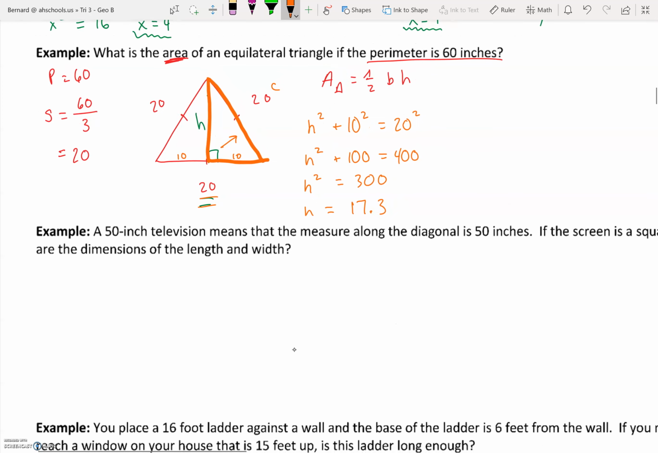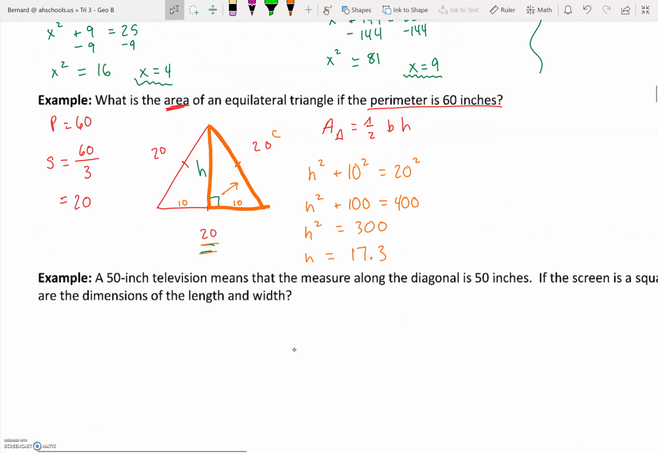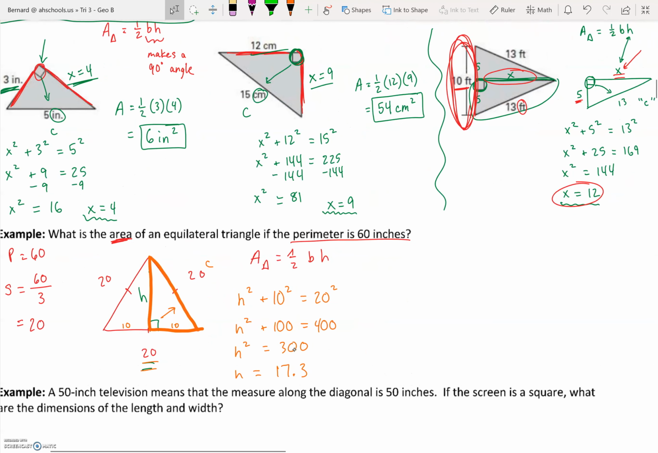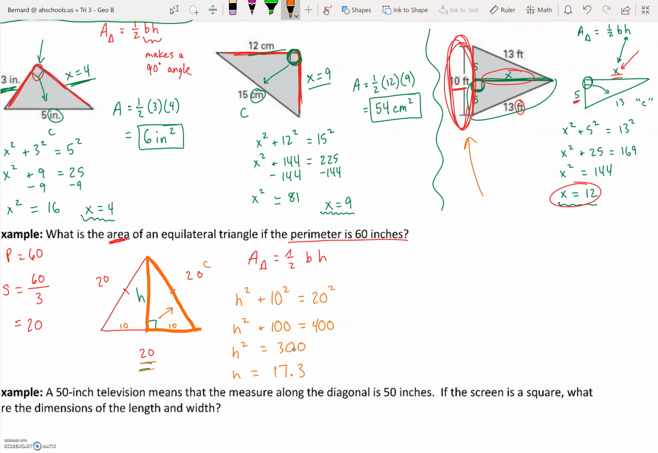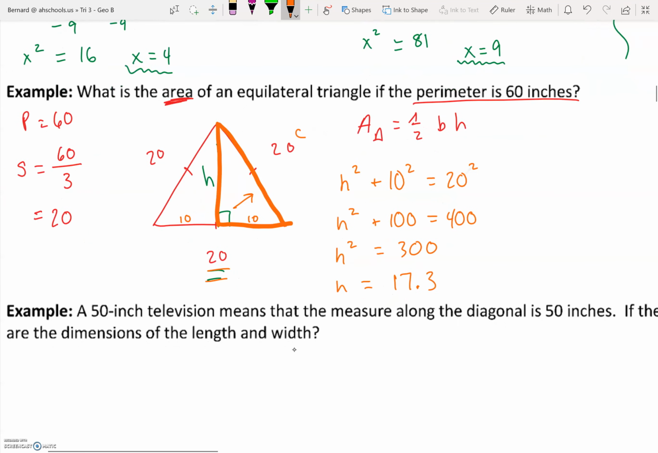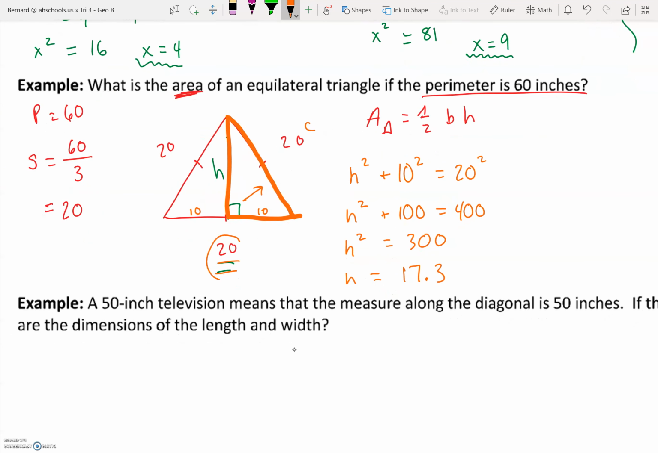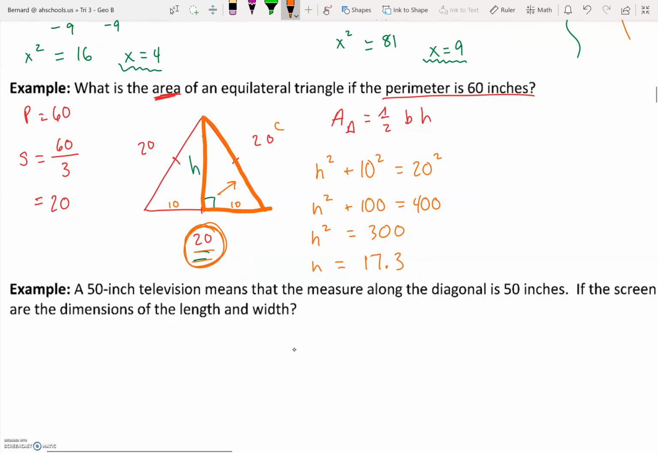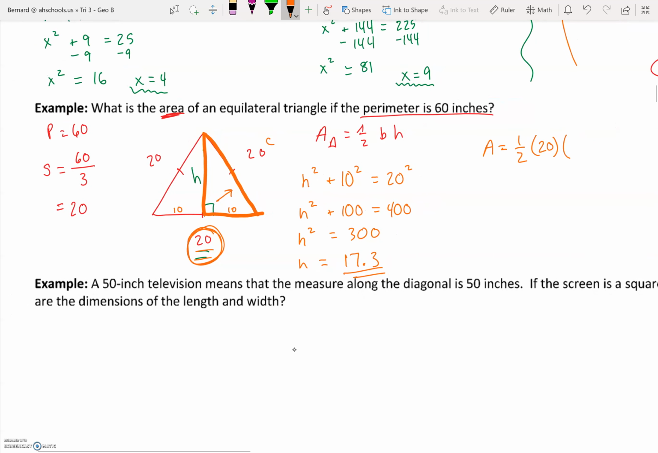Now, that's our height. Again, just like the last problem where we want to find the area, and we use the full 10 for our base, we're going to want to do that again. Remember, our 20 got cut in half, but the 20 is the original base. We're going to use that for our area. And so the area of this triangle is going to be 1/2 our base, which is our original base, which is 20, times our height, which we just solved for, which is 17.3.